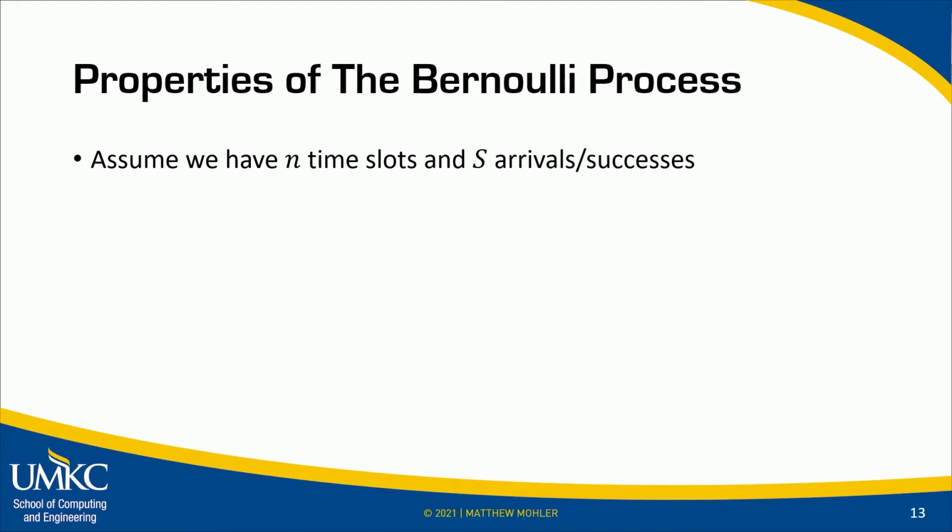Another way to say that is, let's say I have 30 discrete time buckets, and within those 30 discrete time buckets, I'm going to have a certain number of successes. And at the end, maybe 3 of those time buckets were a success, and I would say that S is equal to 3. Now, let's go ahead and put some definitions to this.